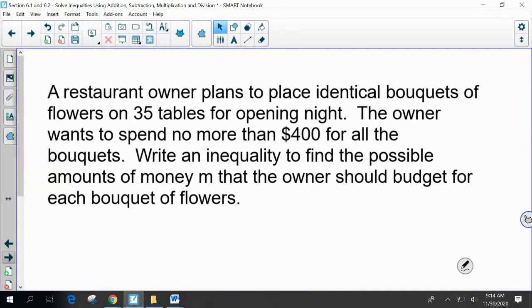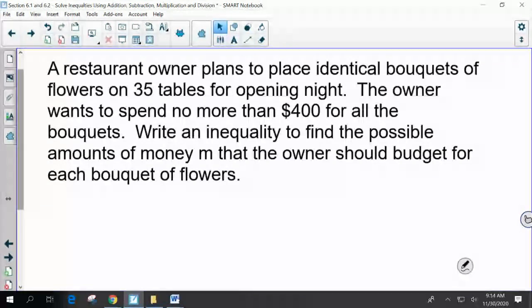Okay, so let's start with this word problem. A restaurant owner plans to place identical bouquets of flowers on 35 tables for opening night. The owner wants to spend no more than $400 for all of the bouquets. Write an inequality to find the possible amounts of money m that the owner should budget for each bouquet of flowers. So no more than 400. Does that mean they can spend 400? Yes, so you could spend 400, but it can't be greater than 400. So we're looking at less than or equal to.